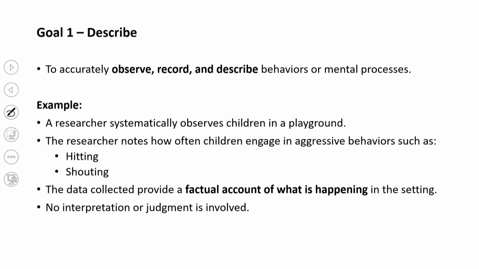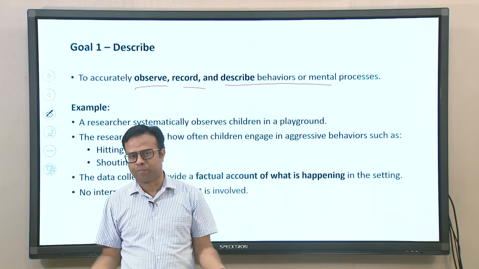Okay? So, what is the goal? Accurately observe, record and describe behaviors and mental processes. You observe people, observe how they behave, observe what is happening in the natural behavior setting, and record it without personal biases. You just have to observe how people are behaving in the natural setup, or whatever setup they are in, and then you record it and describe it. So, that is the first goal of psychology, to describe behavior and mental processes.